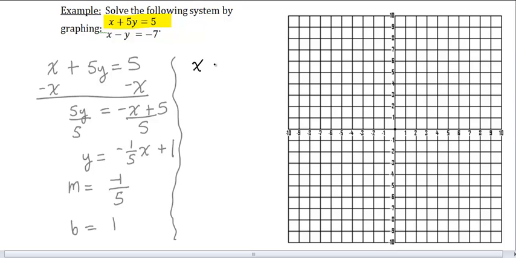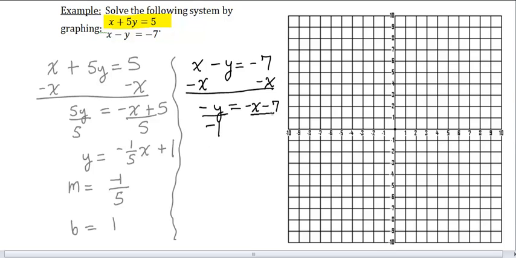We have x minus y equals negative 7. I'm going to get into y equals mx plus b form. So again, I'm going to subtract x so I can get my y isolated on one side by itself. I get negative y equals, again, I'm going to write negative x minus 7. And then I can divide both sides by negative 1. So I'll get y equals. Now when I divide, the negative x gets divided by negative 1, which makes that a positive x. And negative 7 gets divided by negative 1, which makes that a positive 7.